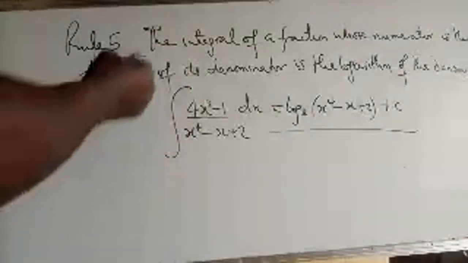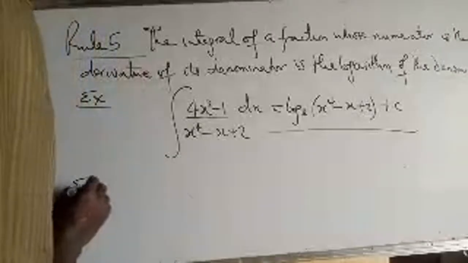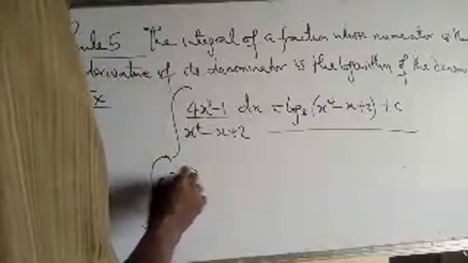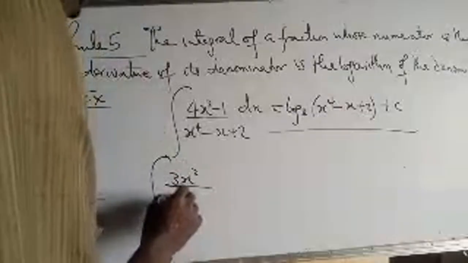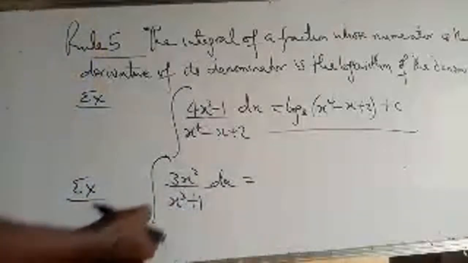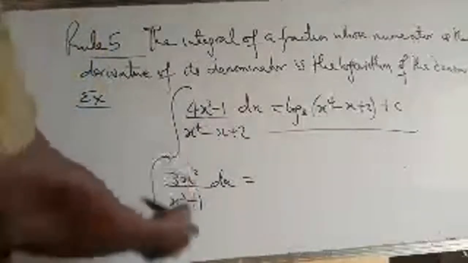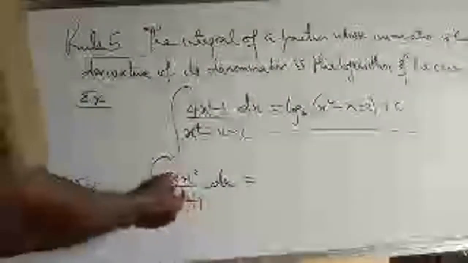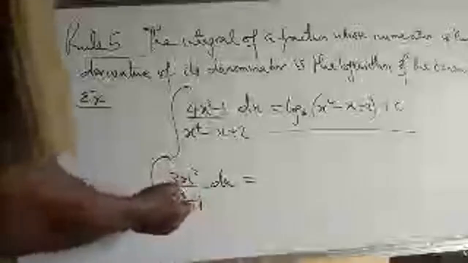This one is very similar to this, so simple too. It's not stressful. The integral of 3x squared all over x cubed plus 1 dx. Now, it's a rational function, a fraction. Differentiate what you have here. Differentiate x raised to power 3. That will give you what? 3 times 1, 3x squared.